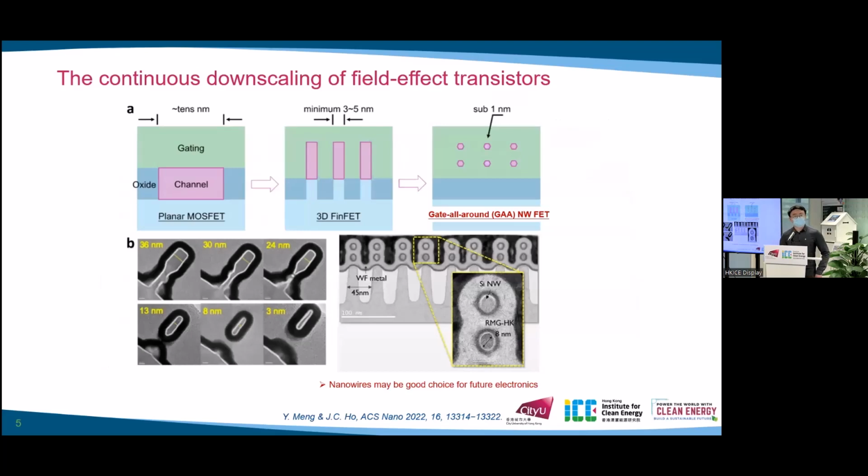And with the continuous downscaling of field effect transistors, their structure changed from planar MOSFET to 3D FinFET to gate-all-around nanowire, and their corresponding device size decreased from 10 nanometer to 0 nanometer. And from this cross-section TEM, we can see the nanowire has a very small diameter, about 8 nanometer. It has special one-dimensional carrier transport, and also it's an all-around nanowire structure. So nanowire may be a good choice for future electronics.